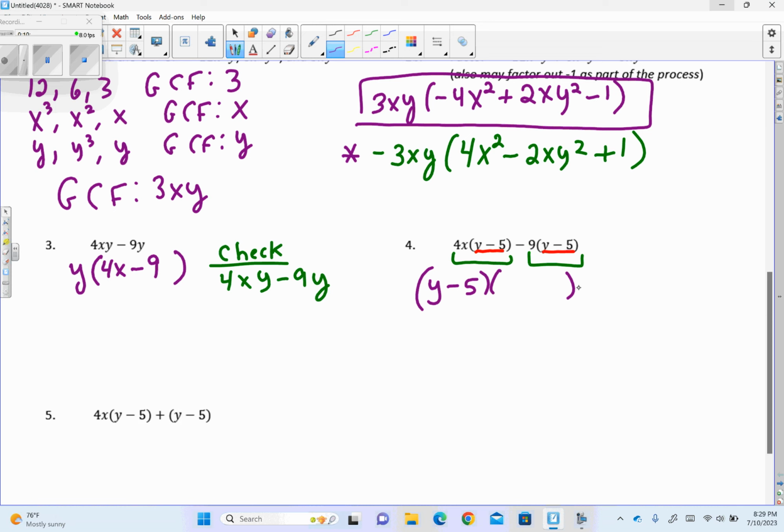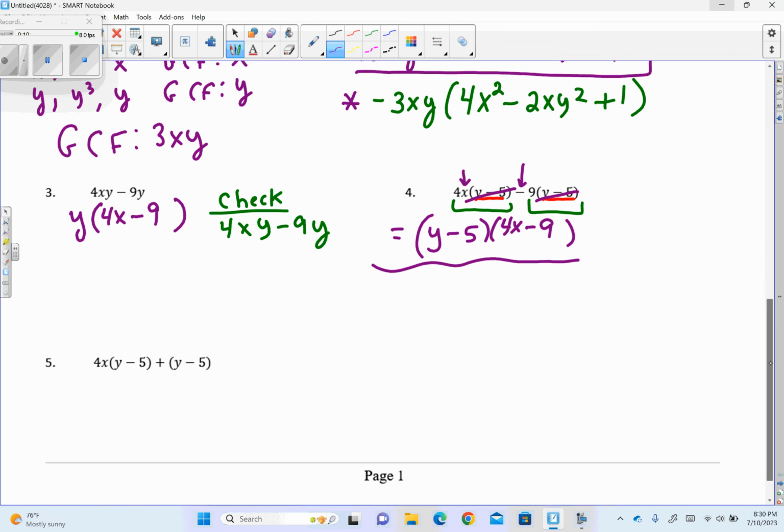Then I tend to look at this as, when I take that common factor out, what goes in the parentheses is what I call the leftovers. So if I took the y minus 5 from that first term, what's left over is the 4x. Then we have a minus sign. And if I take the y minus 5 from the second term, my leftover is a 9. So this is my factorization.